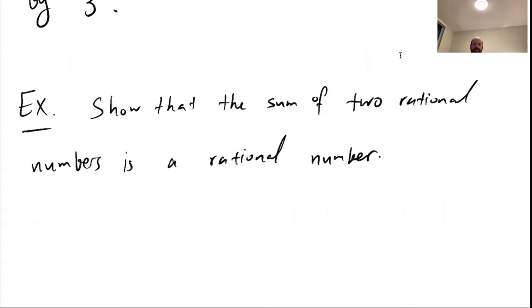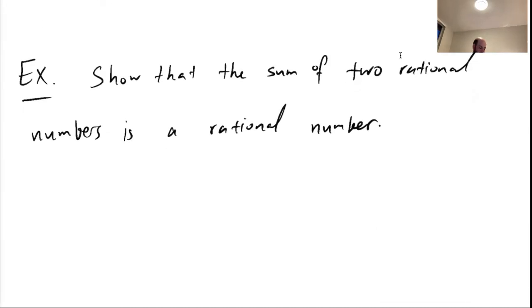So here, see, this statement is not written in the form if P then Q. It says show that the sum of two rational numbers is a rational number. But we still can write it in that form if we want to. We are saying that if we have two rational numbers, then the sum of those two rational numbers is a rational number, right? So the only assumption here is that I have two rational numbers, and my goal is that I want to show that the sum is also a rational number.